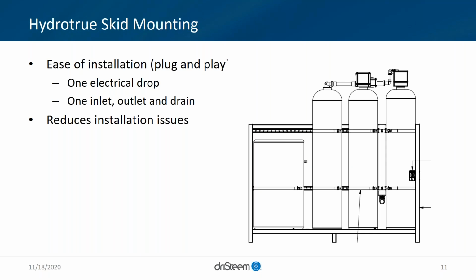Again, skid mounting, ease of installation, plug and play. You'll have typically, this would be when you purchase a softener as well, a one tank system that has one electrical connection. It has one inlet, outlet, and drain. But really, when you're pairing the combination of these, this is where it can be advantageous to essentially drop this in and service the application.